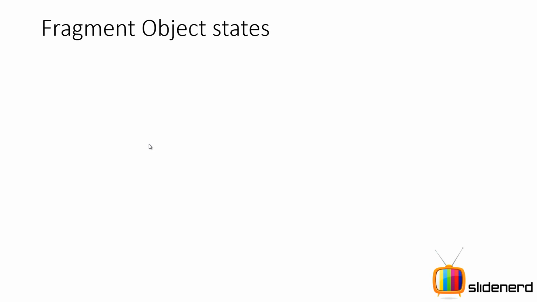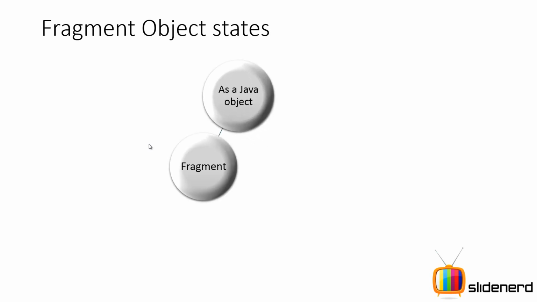The fragment object is not as simple as saying fragment f equals new fragment. It exists in different states. So let's see what those states are. The fragment object exists as a Java object when you say fragment f equals new fragment. But at this point, it has not been linked with the activity inside which it is existent.